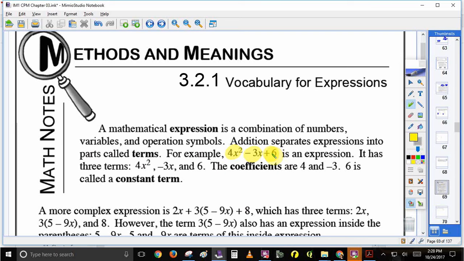The coefficients are 4, -3, and 6. 6 is a constant term. Oh, I'm sorry. Undo that. The coefficients are 4 and -3 because they are paired with a variable, and 6 is a constant. It is not paired with a variable.